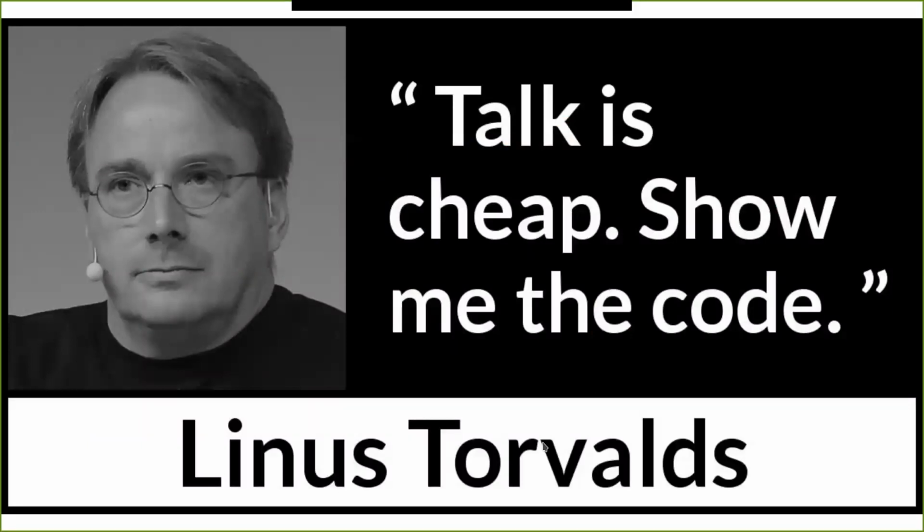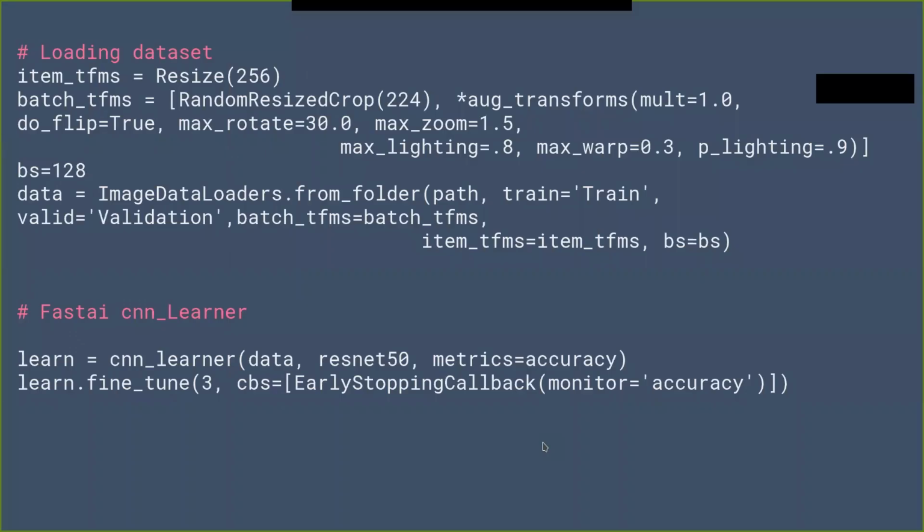So Linus Torvalds is the inspiration: talk is cheap, show me the code. I'll try to show all the code. For this, I have used a library called Fast AI. In Fast AI, it takes just a few lines of code. To be honest, this is one line. Item transform is basically to resize the image into a particular size, that is 256, and then you do some augmentation techniques like flipping the image, rotating the image, adjusting the lighting conditions, etc.